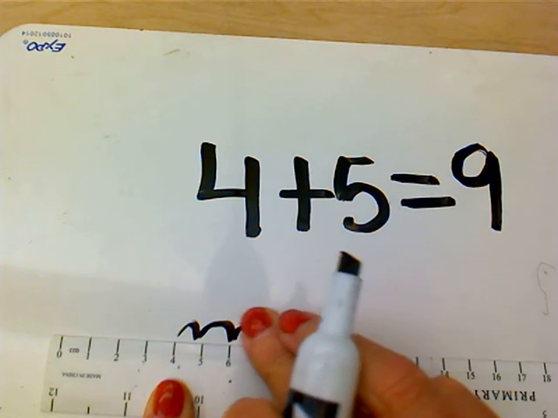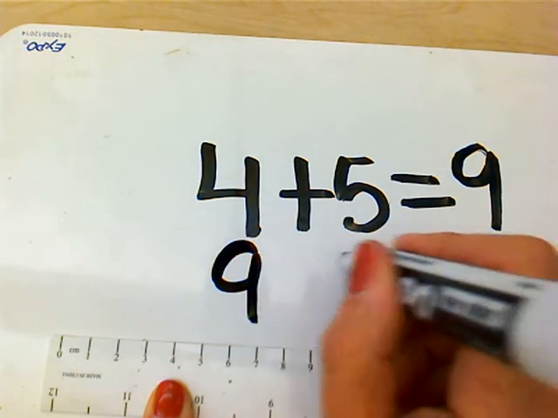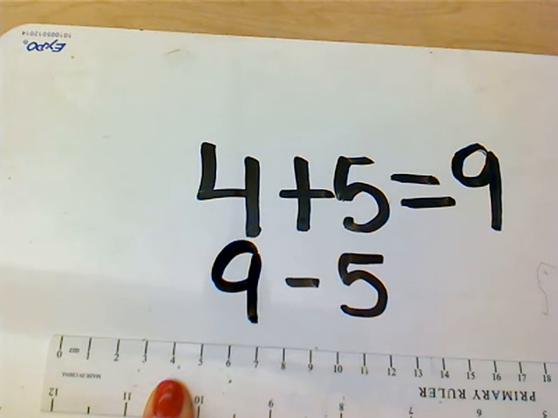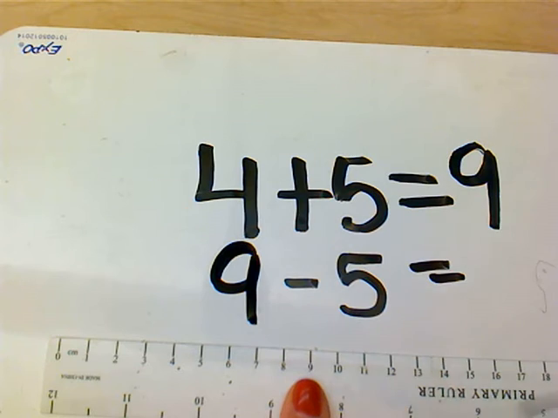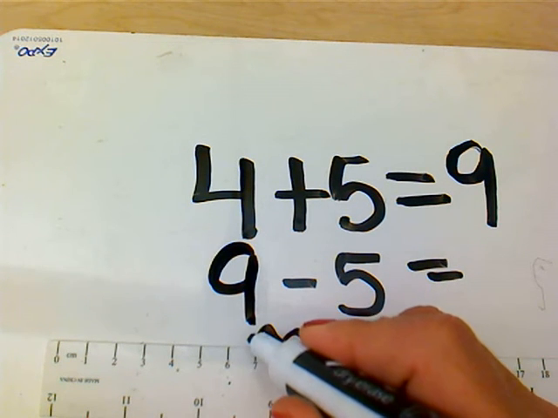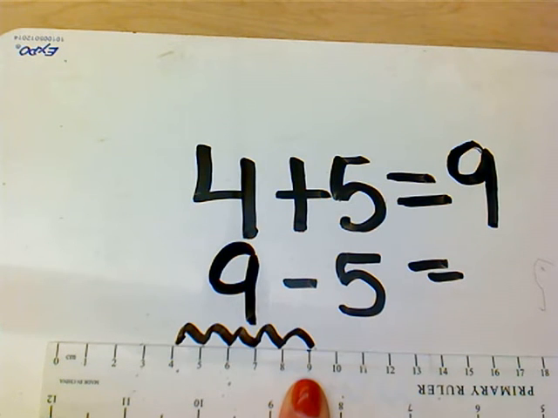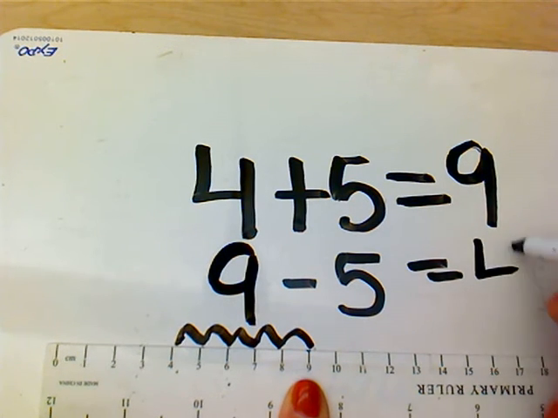All right. So what if I said I want to be 5 less than 9? Well, I can start at 9. Here's 9, and I'm going to count back 5. 1, 2, 3, 4, 5. Do you see how that put me on 4? So that would be 4.